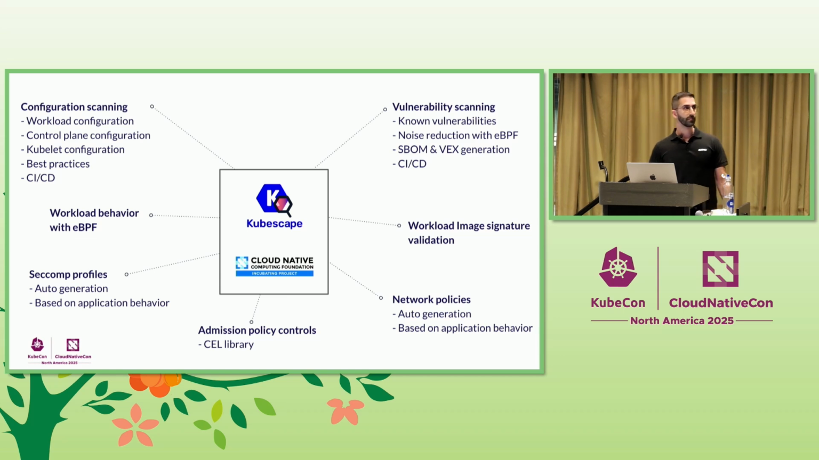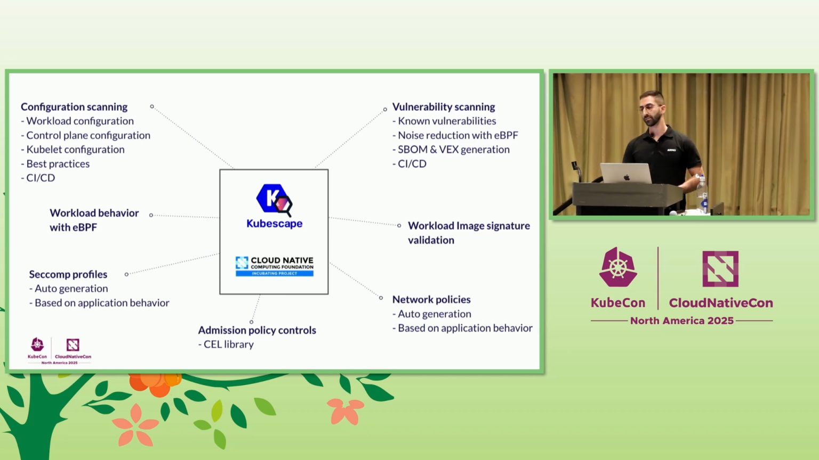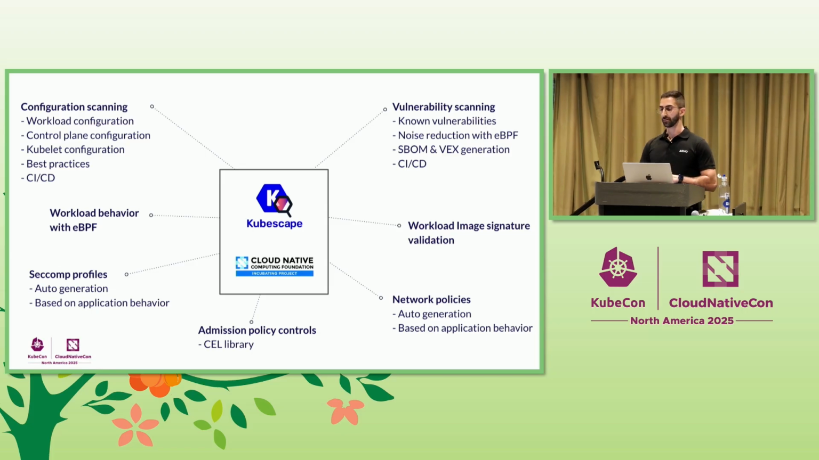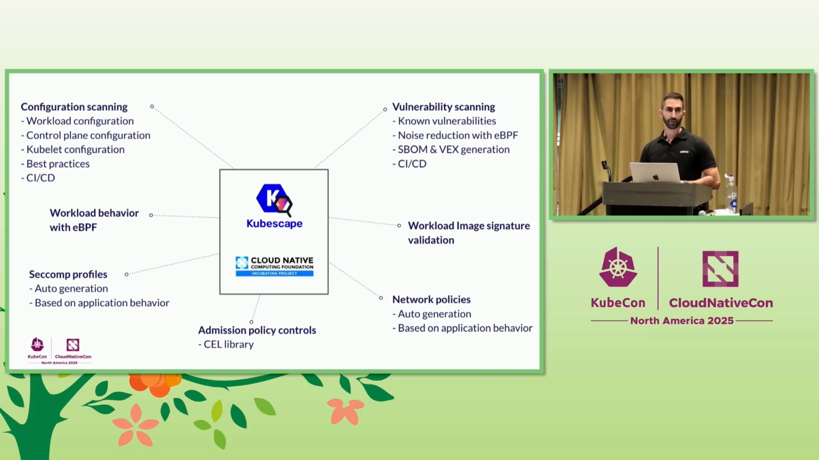Before I dive in to talk about aggregated API servers, let me set the context on Kubescape. Kubescape is a security platform. It aims to cover all aspects of security in a single project. So what we do is vulnerability scanning for container images. We do configuration scanning of workloads against best practices. We also do workload behavior monitoring with eBPF. And so in general, we generate a lot of data.